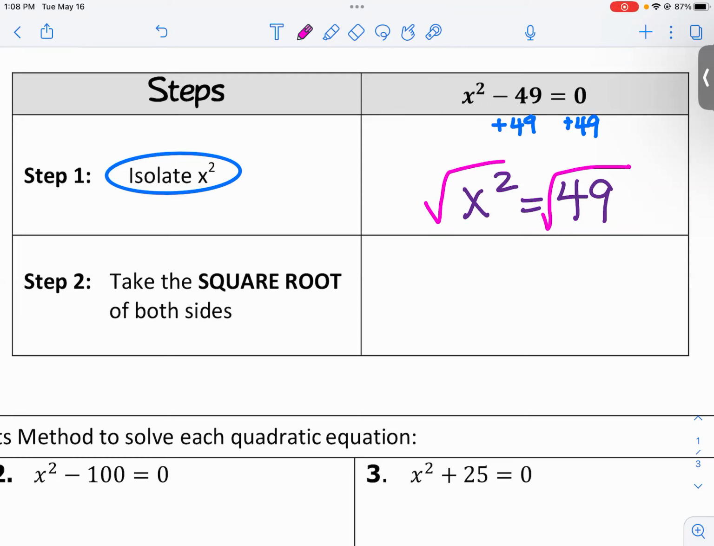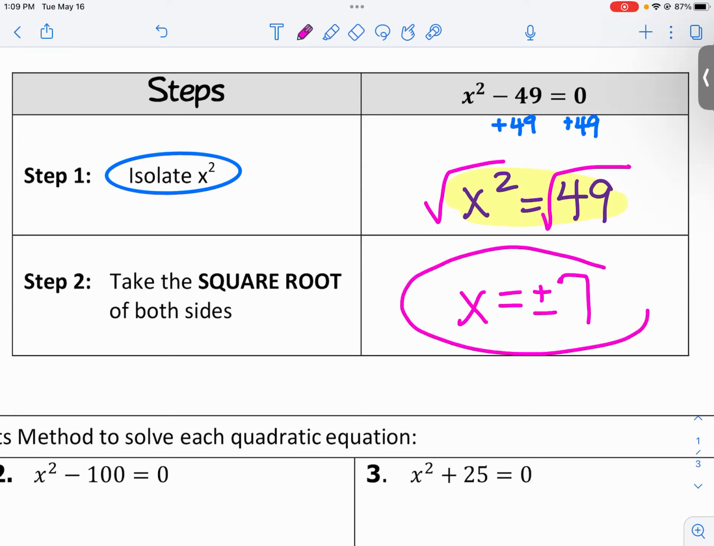What is the square root of x squared? Now, we know that the square root of 49 is 7. However, our equation is x squared equals 49. Is 7 squared 49? Yes. Is negative 7 squared 49? So we have to say plus or minus 7.